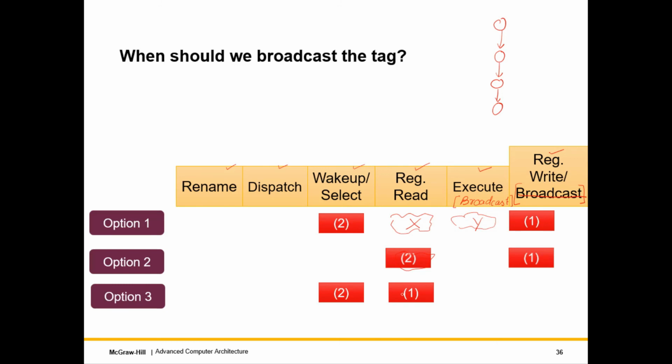When instruction 1 is in the register read stage, then in the register read stage itself we broadcast the tag. So this is clearly an early broadcast. We will discuss the implications of an early broadcast. But if we are able to do it and instruction 2 catches the broadcast in this cycle itself, when we broadcast in the same cycle it catches it, then it can wake up and select.